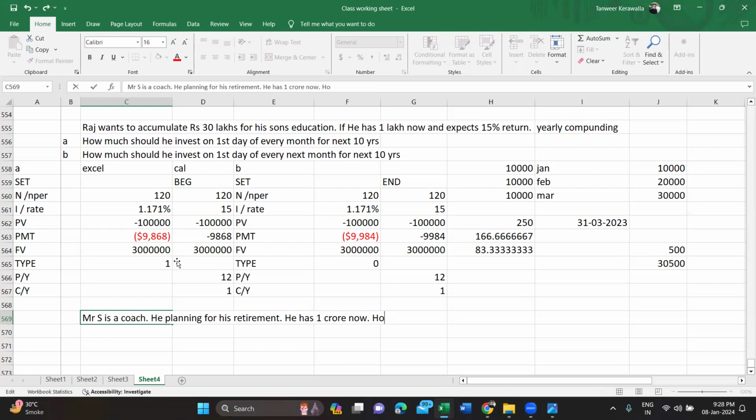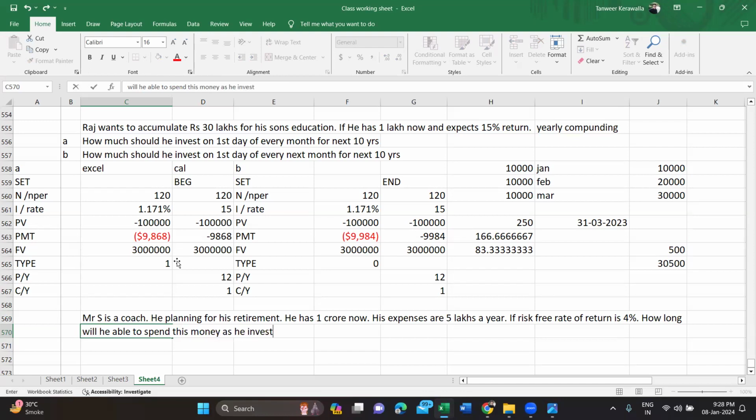His expenses are 5 lakhs a year. If the risk-free rate of return is 4%, how long will he be able to spend this money, as he invests only in safe funds? Safe funds means risk-free funds, risk-free return.